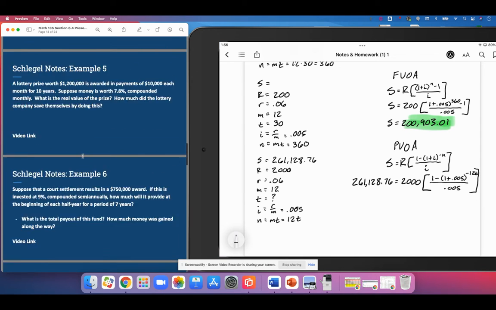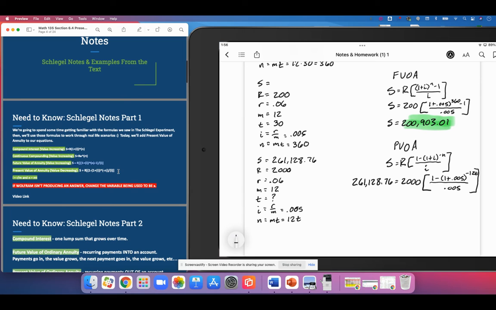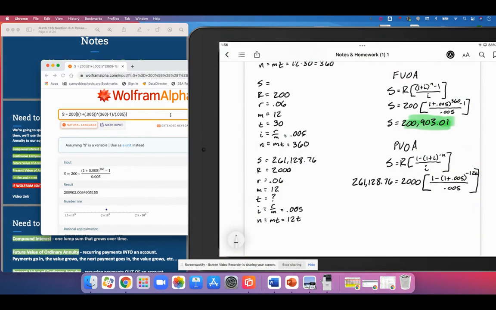Okay. I almost grabbed my phone to do the calculator on there. That's not going to be very helpful. So get my formula for present value of annuity because the value is going down now. She is taking payments out of this account. 261,128.76, and the amount that she's withdrawing each month is going to be $2,000. I is still 0.005. And our N is going to be 12t.